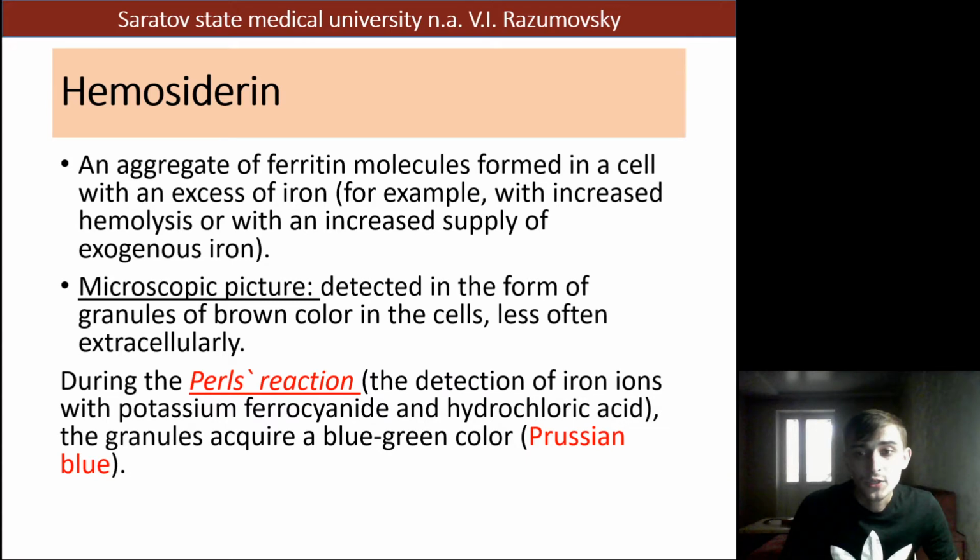The special reaction for hemosiderin and all iron-containing pigments is Perls' reaction, the detection of iron ions with potassium ferrocyanide and hydrochloric acid. The granules acquire a blue-green color, Prussian blue. So, you should remember that the special reaction for iron-containing pigments is Perls' reaction. The second name of Perls' reaction is Prussian blue or Berlin blue.